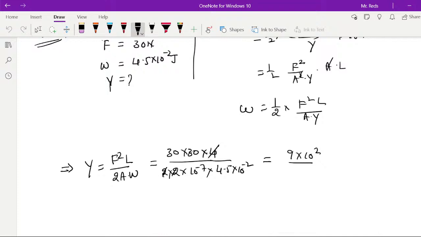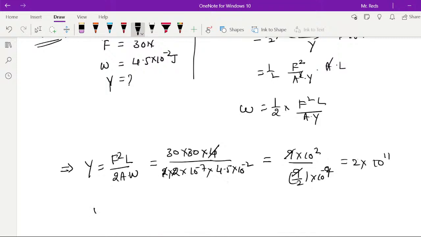Right, guys. So what will be after simplifying this? 4.5 can be written as 9 by 2 into 10 power minus 2. The 10 power minus 7 is there, so it can be written as 10 power minus 9. So here 9 cancel. This 2 goes to numerator, so it becomes 2 into 10 power minus 9. If it comes to numerator, it becomes 10 power plus 9. So plus 9 into 2 becomes 10 to the power 11.